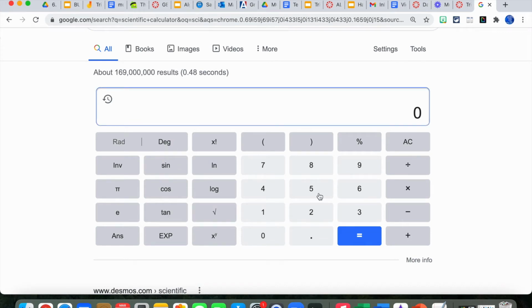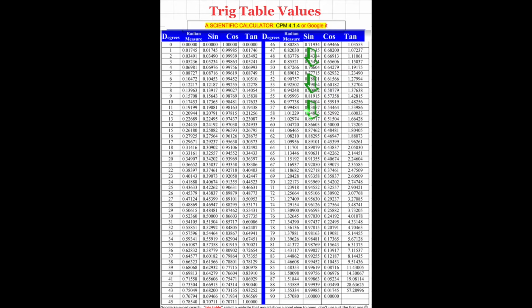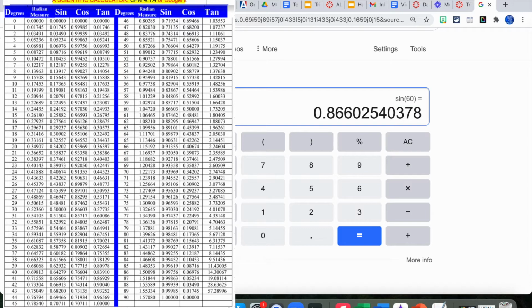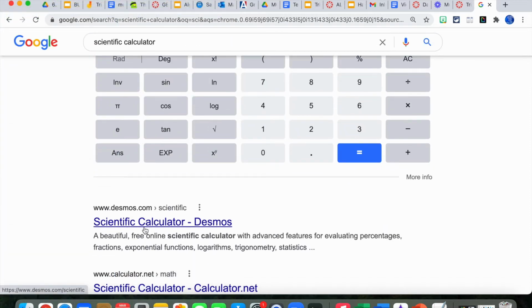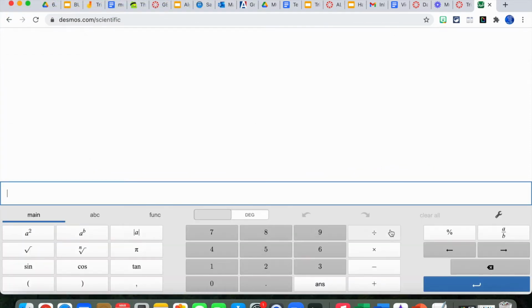You may go ahead and use this to test out some values. For example, I can put in sine of 60 degrees and close that parenthesis just to make sure, hit equal. You can check this value on your trig tables and see if that is correct. Maybe try out a few of these. Cosine of 45. Does it give you the correct values? You may also use the decimals calculator, the sine, cosine, tangent.